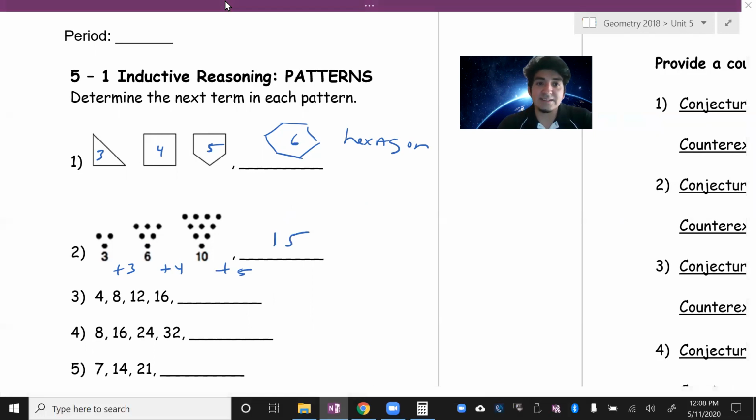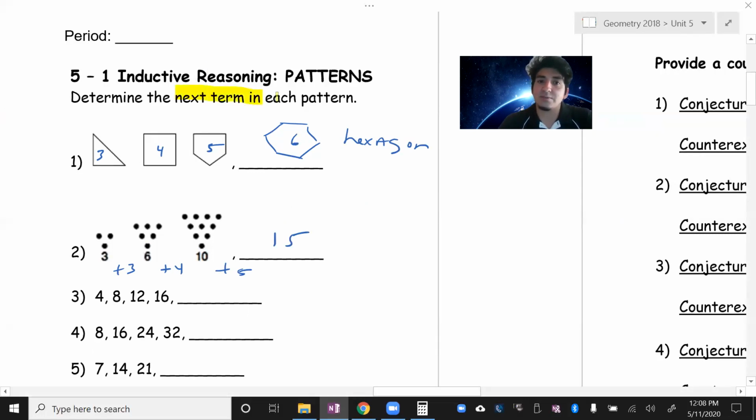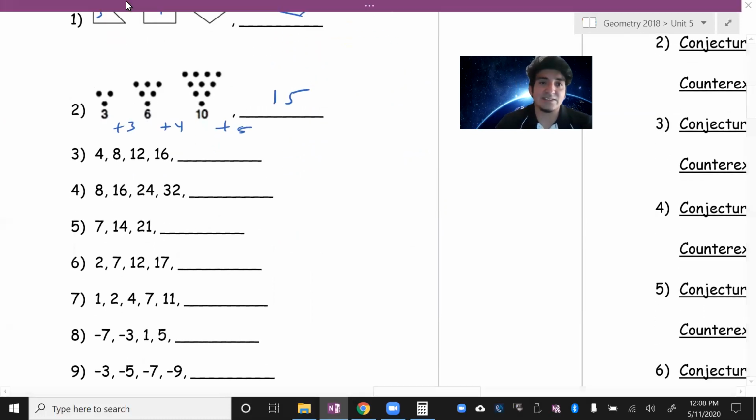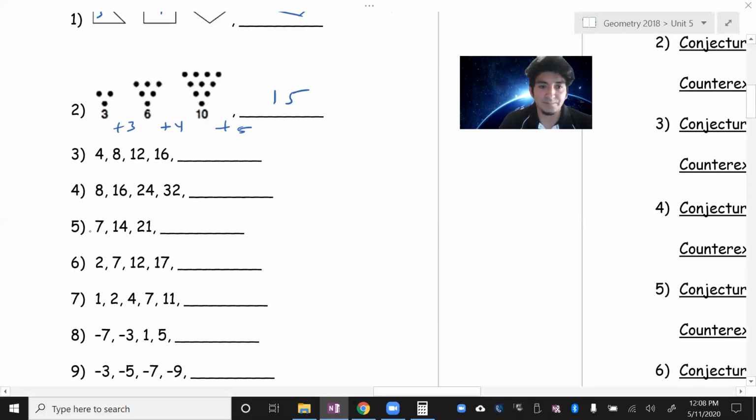Now, in this one, it's asking you to determine the next term in the pattern. So you're not asked for a conjecture in this example. You just want to be careful on how to find the next value. Some of them will be a little bit all over the place, so you just have to go with trial and error as we go. From 7 to 14, you put plus 7, plus 7, plus 7, so this will be 28. Just be mindful of it.